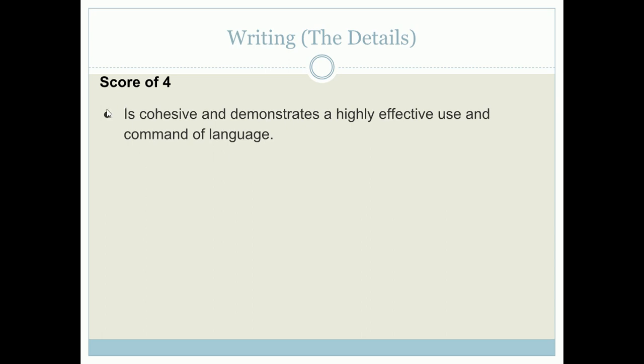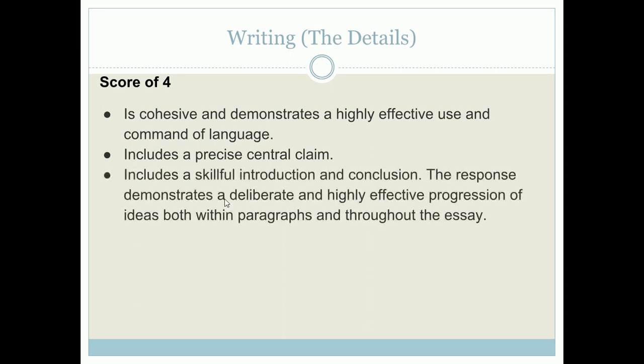So the first point here is if a student wants a 4, they need to demonstrate a highly effective use and command of language. Basically, they're not using words improperly, and they are using advanced vocabulary. Second, it needs a precise central claim. The thesis statement is so important to the essay that it has its own bullet point on the writing rubric. Students' essays need a thesis statement. If there's no thesis statement in the introduction, don't give it a 4. At maximum, give it a 3.